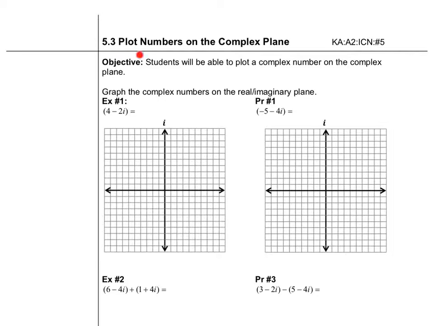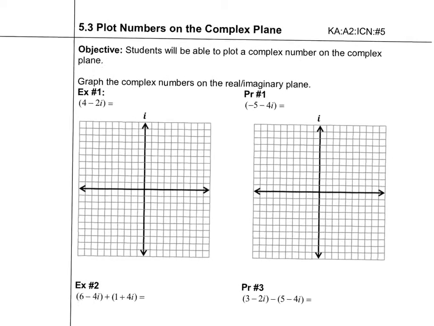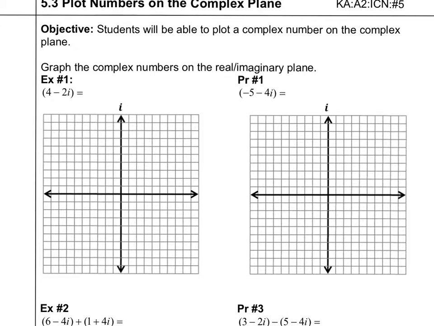All right, 5.3, plotting numbers on the complex plane. So here's the deal. We've talked about complex numbers and how there's real parts and imaginary parts, and that means we can actually graph them. This is not your typical graph. This is what we call the real imaginary plane, or the complex plane, where the x-axis is like the real axis. So this is the real axis, and this is the imaginary axis. So you might want to add a little r over here to help you think about it.